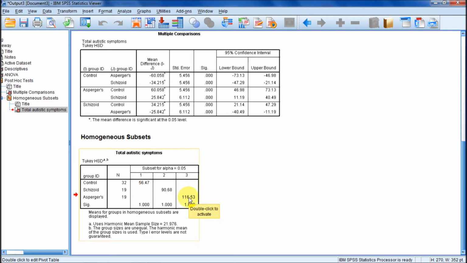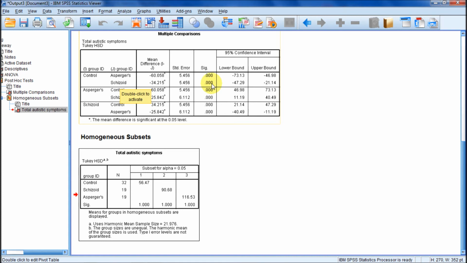If we go back up here to this output that I'm not fond of, we can see that what this is doing is it's saying, is the control group different than Asperger's? And here's the significance level. Yes. As long as this is less than 0.05, they're significantly different. Is the control group different than the schizoid group? Yes, there's a significant difference.